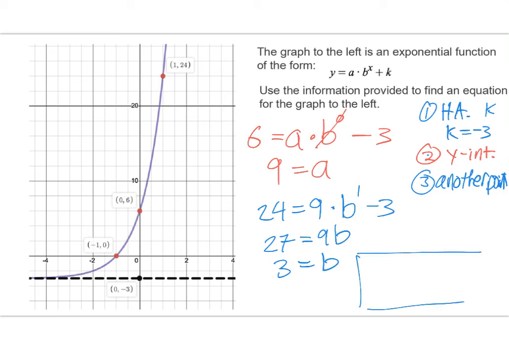My final equation is going to be y is equal, we said a was 9, b is 3, to the x, and then -3 for k.